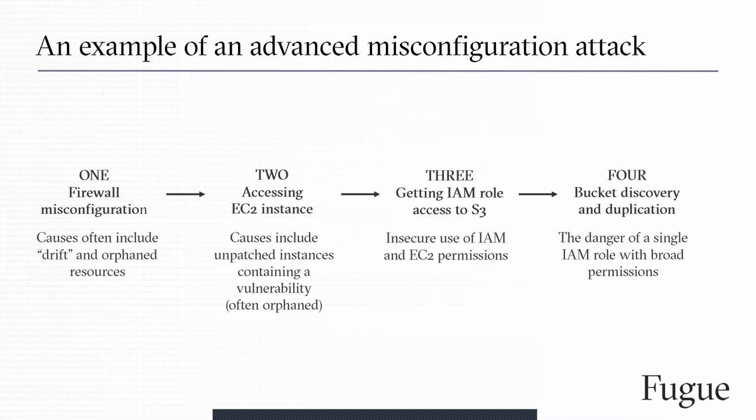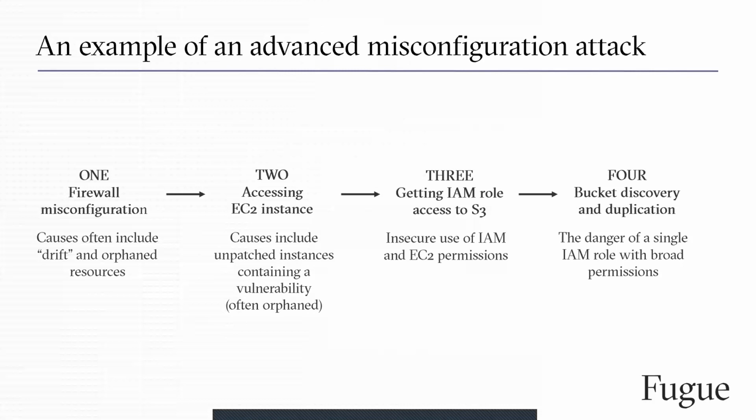And just an example of what this might look like, and this is a recreation of a very high-profile attack that happened last year. The bad guy first found a firewall misconfiguration, a security group that had overly liberal access. Once again, something OPA could protect, as we'll show you.